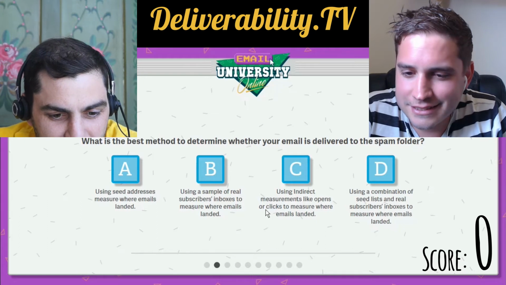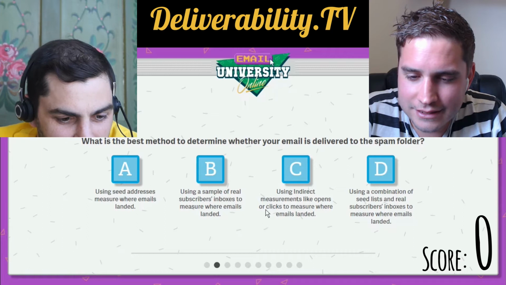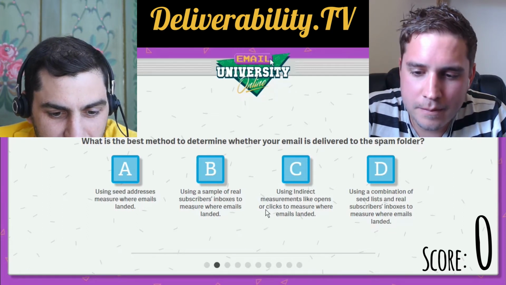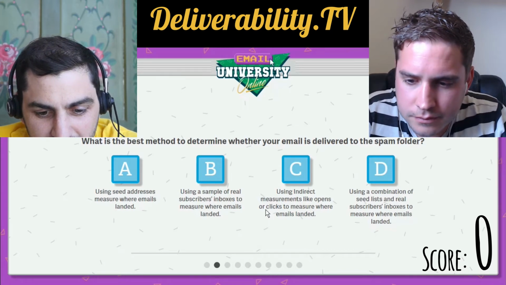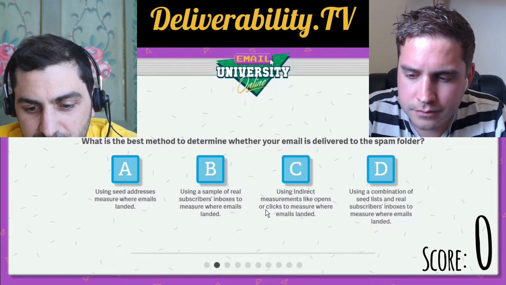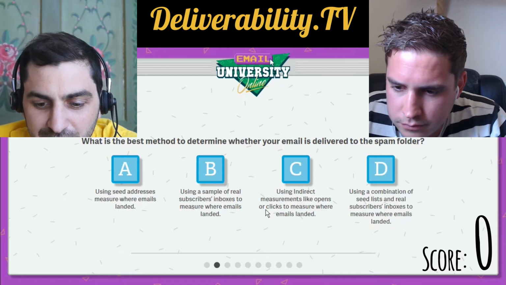What's the best method to determine whether your email is delivered to the spam folder? A. Using seed addresses to measure where emails landed. B. Using a sample of real subscribers' inboxes to measure where emails landed. C. Using indirect measurements like opens or clicks to measure where emails landed. D. Using a combination of seed list and real subscribers' inboxes to measure where emails landed.